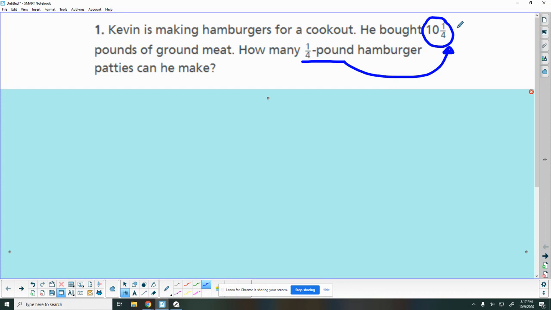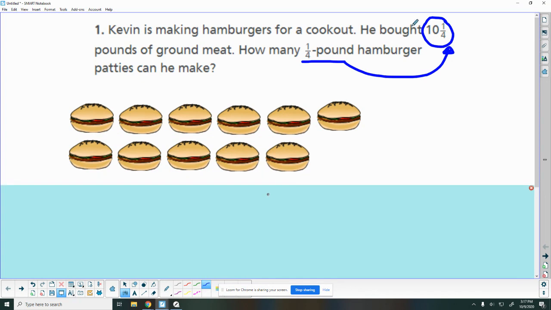So I know 10 1/4 is my dividend. That's what I have. My divisor is 1/4. We're cutting it into 1/4 groups. So I started here with 10, actually there's 11 hamburgers, even though we only have 10 1/4. And I know this unit fraction of a fourth. I'm cutting them all into fourths. So I'm going to split all of my hamburgers into fourths here. While I'm doing this, make sure you draw yourself 11 hamburgers and then split them into fourths.